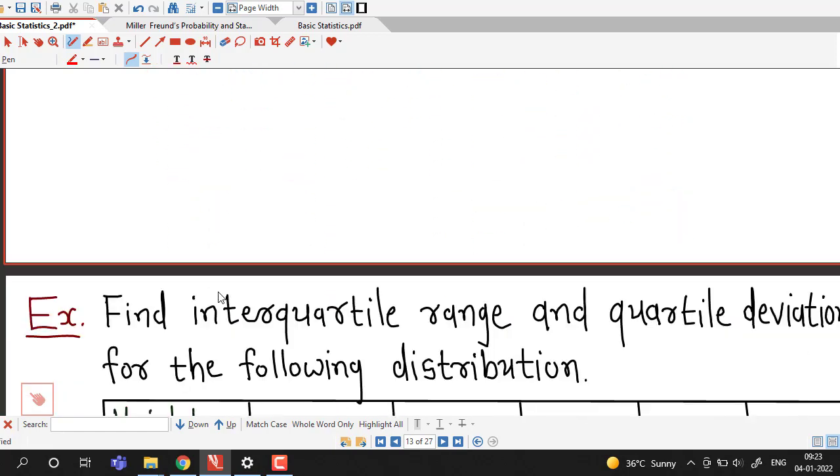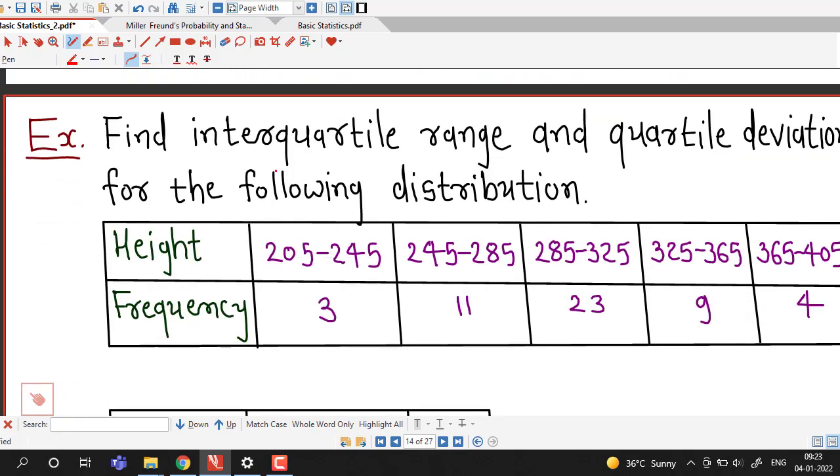So with this in mind, we try to do this example. Here we are asked to find interquartile range and quartile deviation for the following distribution. The classes are given. The variable is height. There are 3 candidates with height between 205 and 245, with 205 included. Then there are 11 candidates having height between 245 and 285.